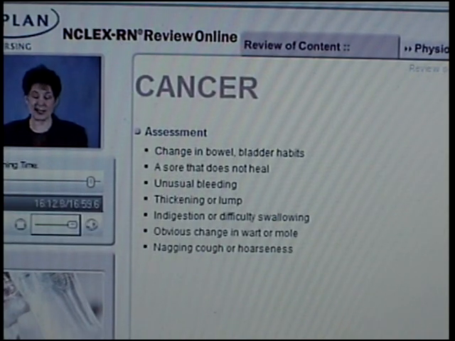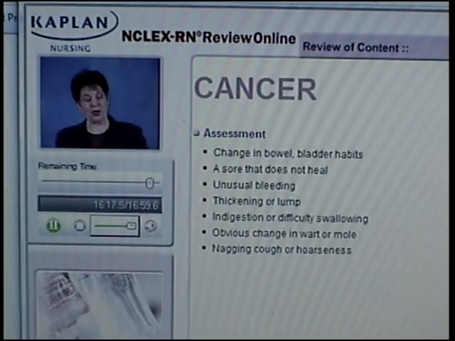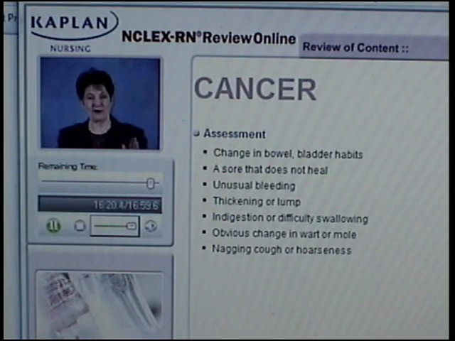The American Cancer Society has warning signs that spell CAUTION, and if you look down on the slide, you can see that the very first letter on the left side spells out caution. These are things, again, that the general public should be educated about. With cancer, you will see a change in bowel and bladder habits. You will see a sore that does not heal. There may be unusual bleeding. There may be thickening or a lump. The patient may complain of indigestion or difficulty swallowing. There may be an obvious change in a wart or a mole, and there may be a nagging cough or hoarseness.